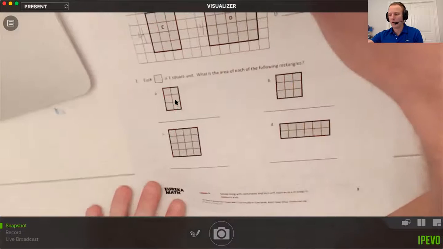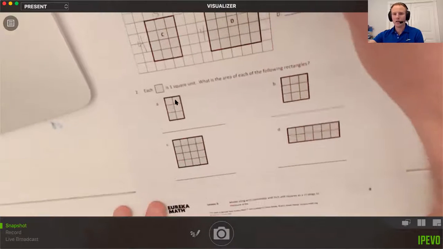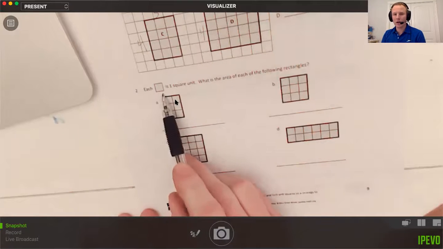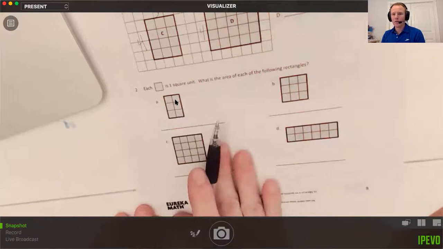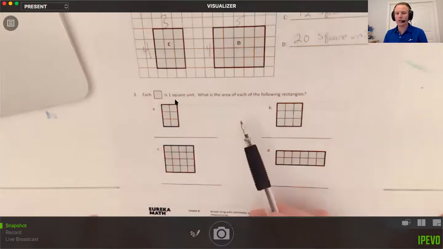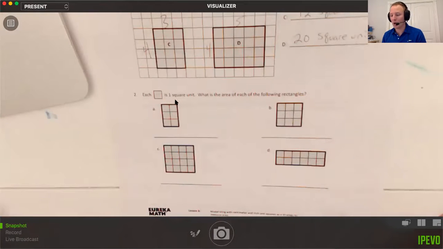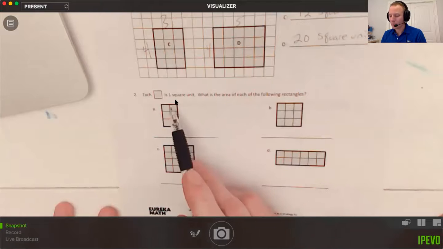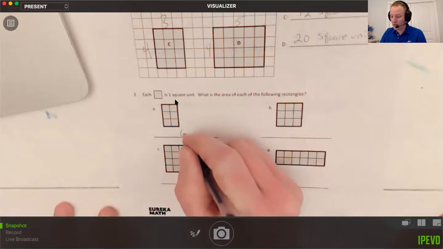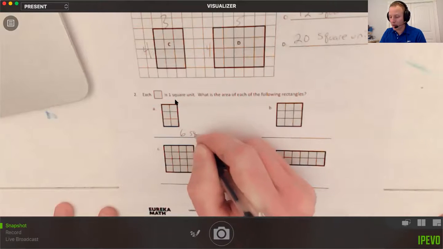Let's move our paper up a little bit here and look at the next thing. So in this case, each square is 1 unit. What is the area of each of the following rectangles? Similar type of problem, right? So you look at this first one, and you can see right away 6 square units there.